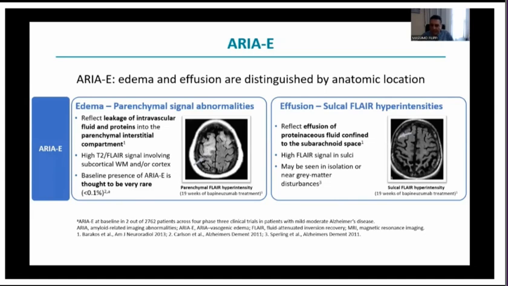Effusion is instead sulcal FLAIR hyperintensities, as shown here, where we again have water and proteins confined to the subarachnoid space. So we have increased MR signal on FLAIR imaging in the sulci, and they might be seen in isolation or together with edema, other large lesions involving the white and gray matter close to the sulcal effusion.